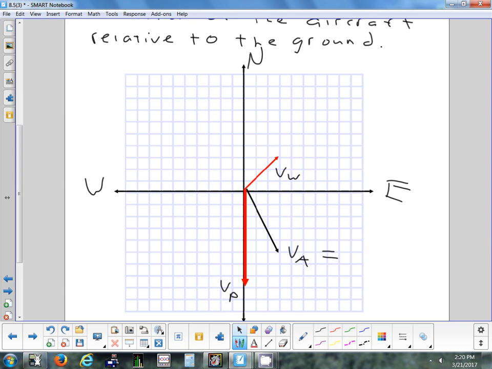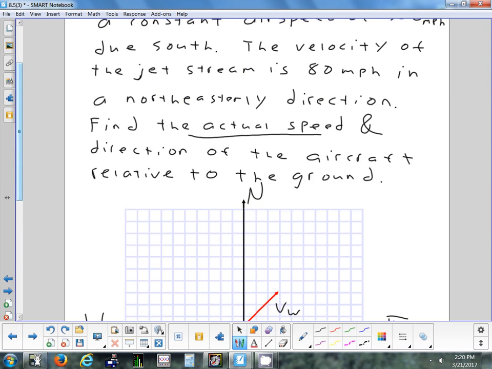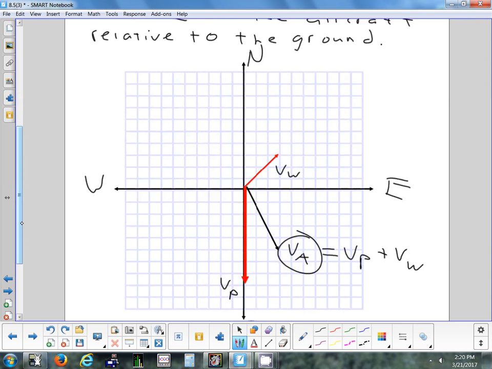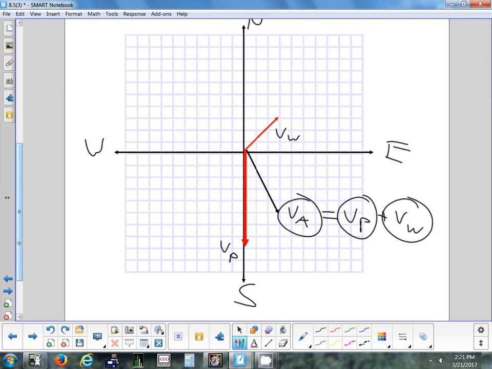We could call that the actual velocity vector, taking into account the plane and the wind. It's the velocity vector for the plane combined with the wind. How do the two affect each other? That's what we want to find out. What does it say? Find the actual speed and direction. So find the length of that black line and its direction. I want both of those. So the first thing I need to figure out is this and that. I need to write the information they gave me in the problem as velocity vectors. That's the cosine sine stuff.